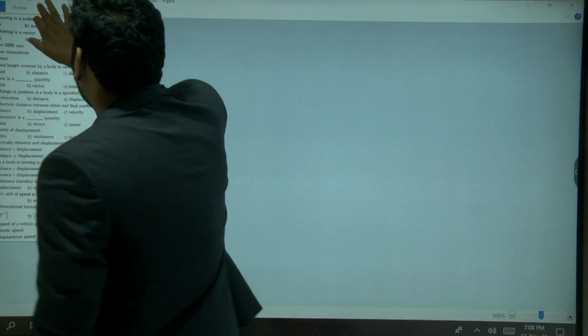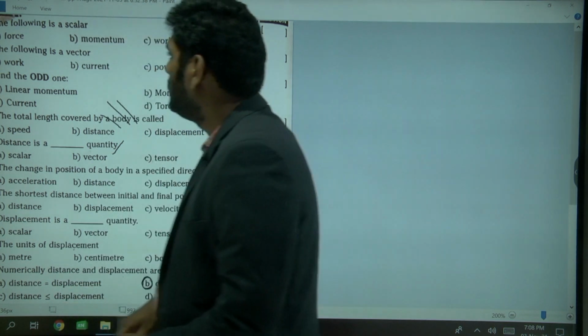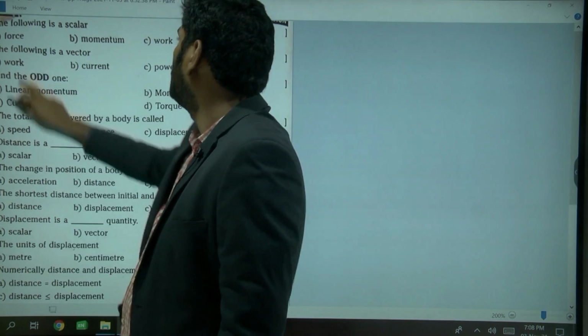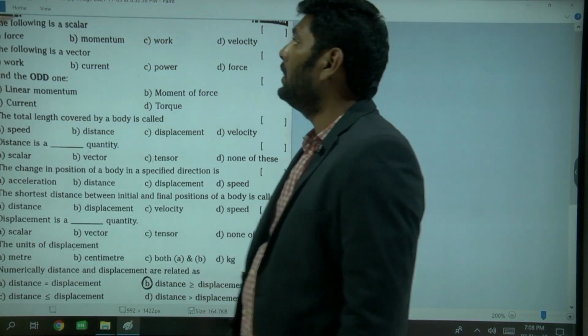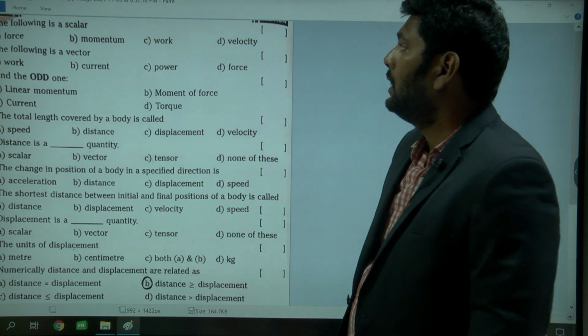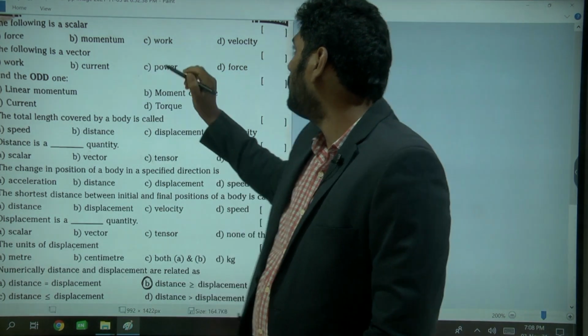So this is your other one. Next, which of the following is a scalar quantity?